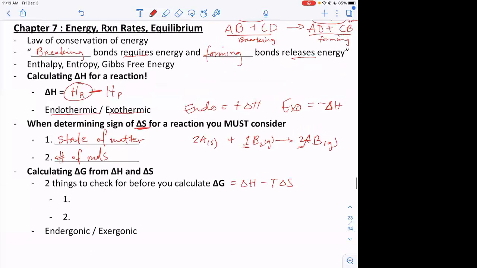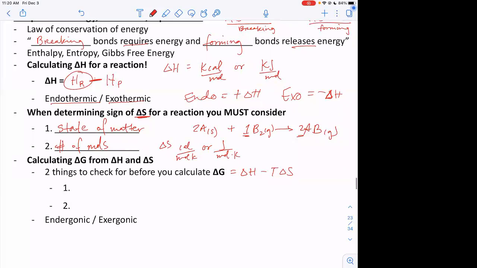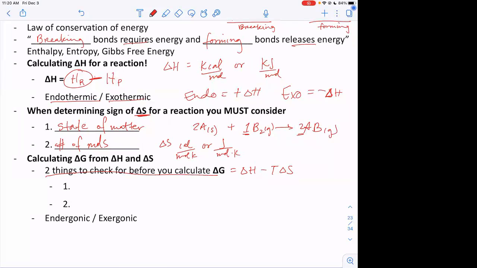Oh, one other thing, let me skip back up. Remember that for delta H, you're dealing with units of either kilocalories or kilojoules per mole. For the delta S, we had calories or joules per mole Kelvin. Those units are different. The units for delta H are bigger. The units for delta S are smaller. So that's going to lead us into 2 things we check for before we just throw numbers in and calculate delta G. What do we have to first do?